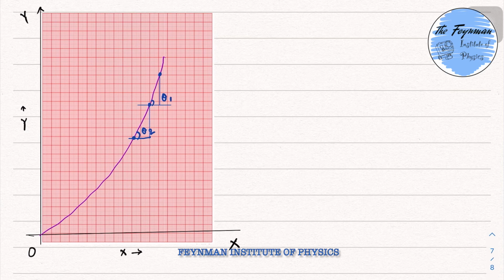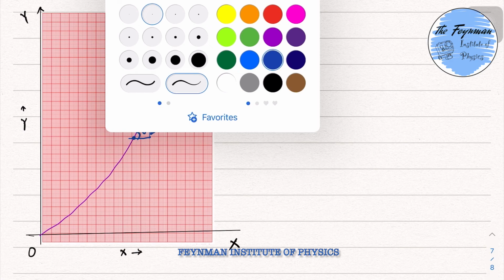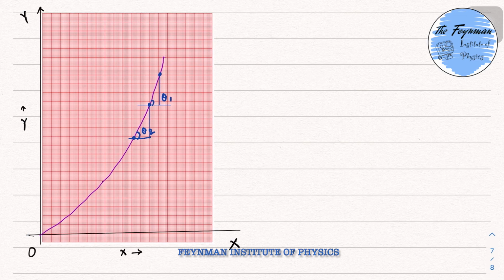However, if we want to find the instantaneous value of a slope at a particular point, then we can do that by considering the tangent at that point. Suppose we want to find the slope at point A. Then we just need to draw a tangent there, and then we have to determine the slope of this tangent in order to find the slope at this point. Now this is the instantaneous value of the slope at this point with respect to the x and y axis.